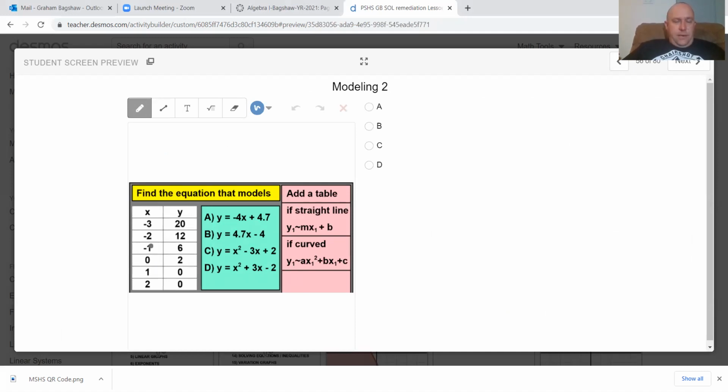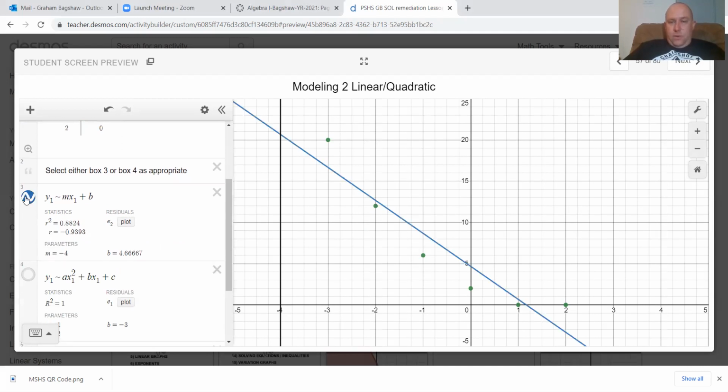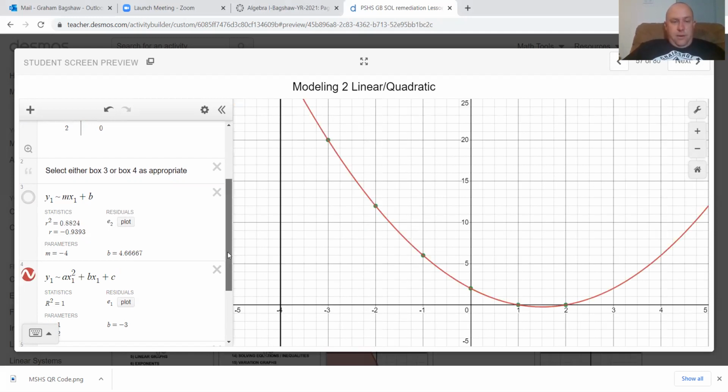Modeling, we just did a second ago. So you would type in these coordinates and we find out which is the best one. If it's a straight line, we're going to use the y1 ~ mx1 + b. And if it's curved, we're going to use the one that says ax squared. So let's take a look to see what's in. As I got this typed in, you can clearly see that this is curved. So it will let you type in the y1 ~ mx1 + b, but it's not going to be the correct one. In fact, you can check. That doesn't look too good. But when I type in the squared one, you can certainly see that looks pretty good.